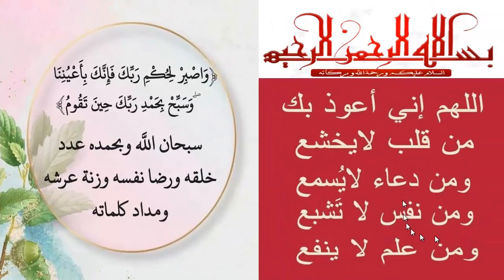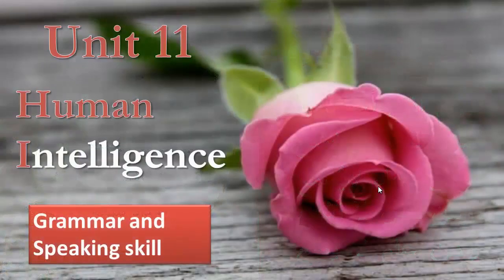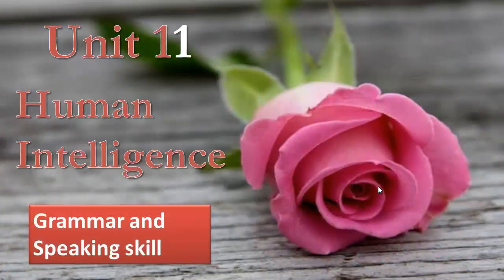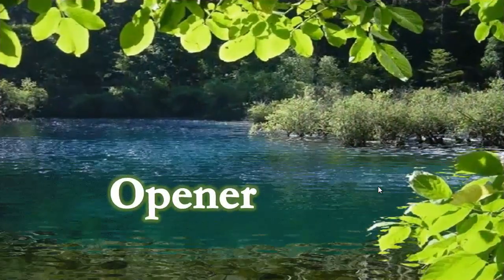Our lesson today is in student book page 83. So today we have speaking and grammar skill. Unit 11, Human Intelligence, is the title of the unit, grammar and speaking skill. Please open your student book page 83. Let's start our lesson with the opener.